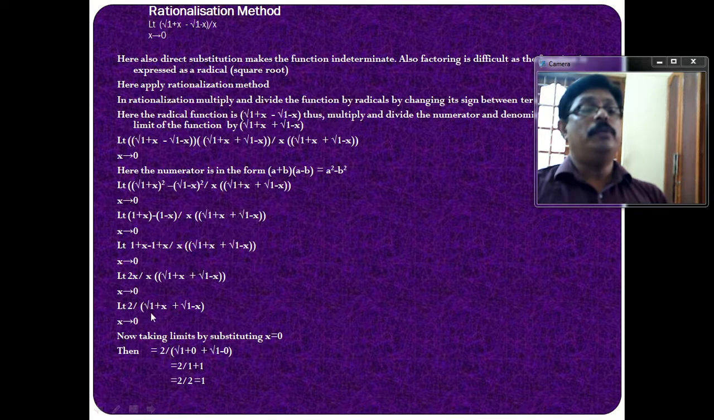So when you substitute the value of x as 0, this will become square root of 1 plus 0, square root of 1, and square root of 1 minus 0, square root of 1. Square root of 1 is equal to 1, so 1 plus 1 is equal to 2, and 2 divided by 2 is equal to 1. So this method is called the rationalization method. If your question is in the form of a radical or a square root function, apply the rationalization method. So it's very clear.